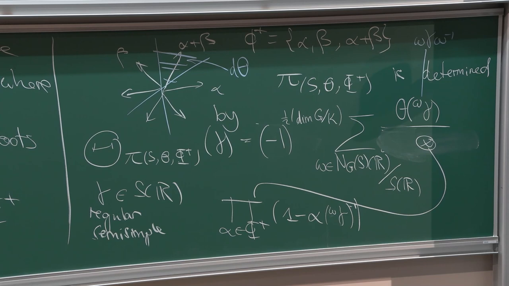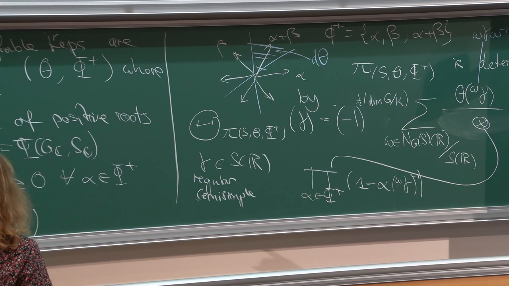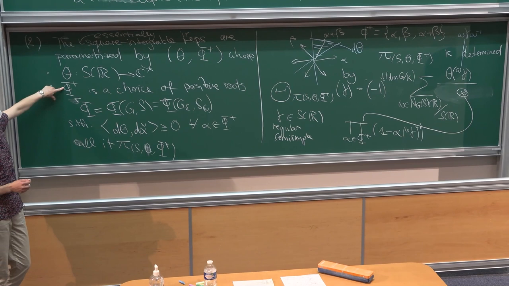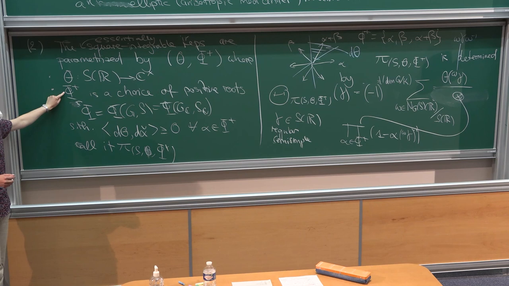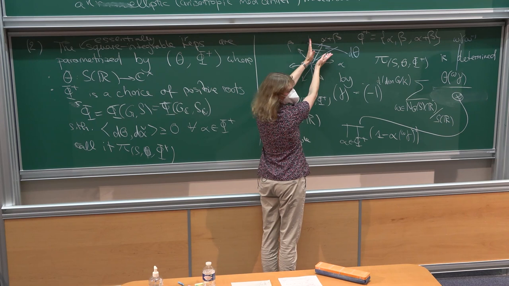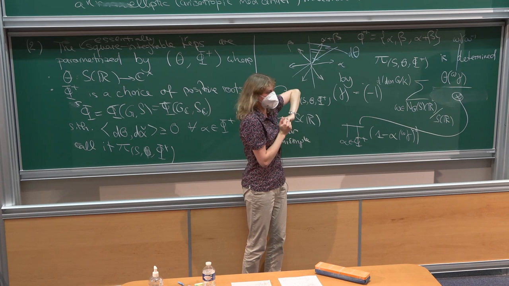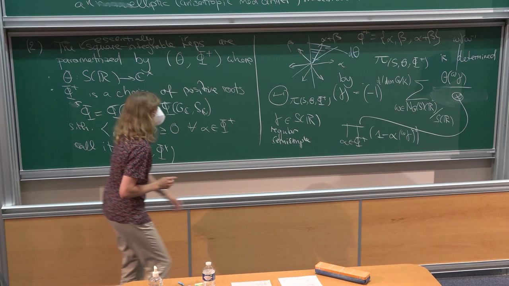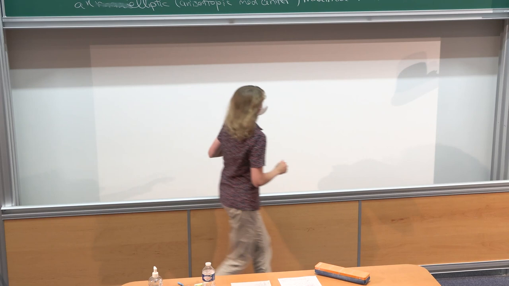So if I fix the theta, then for phi plus do we have a lot of choices? Oh yeah, that's a good question. In most cases, we don't have any choice, because if theta lies inside the cone and not on the border of the cone, then that gives us already what the positive roots are. The only choice that we have is in the borderline case, if it lies on one of the walls. So let me actually write that down, maybe on the topmost blackboard.